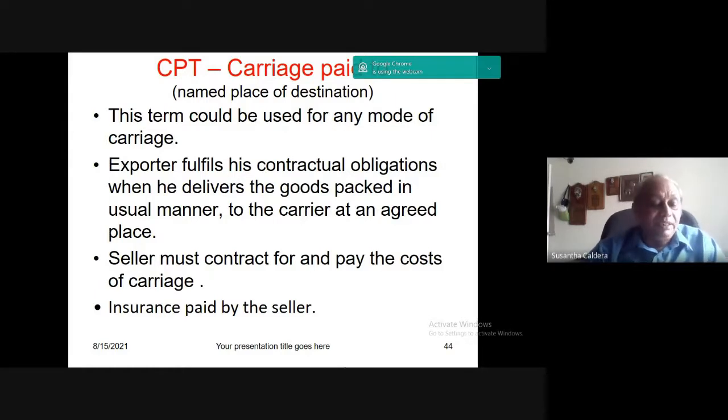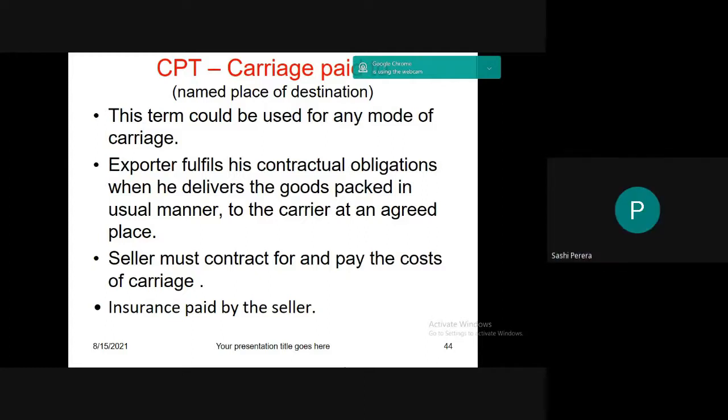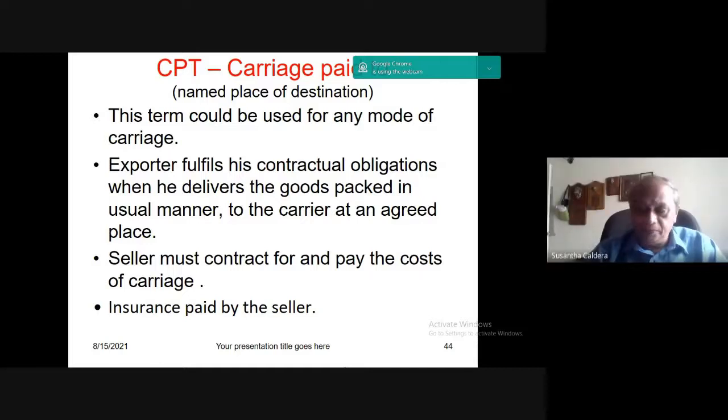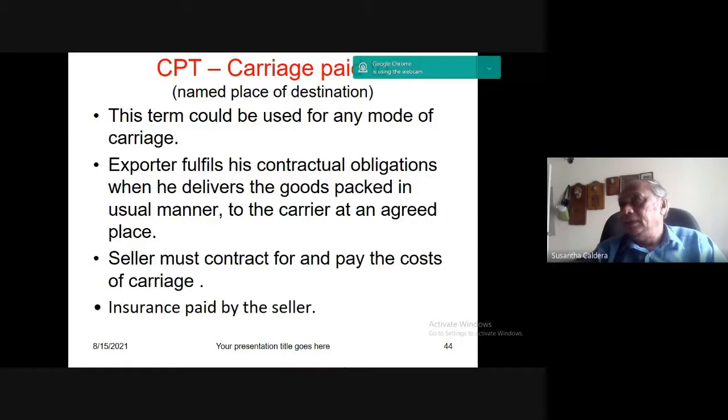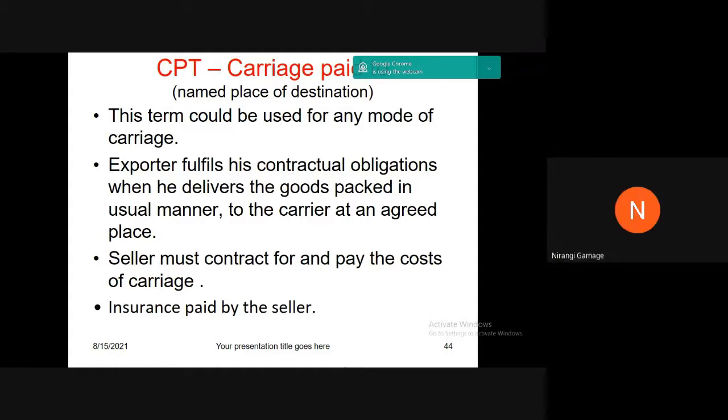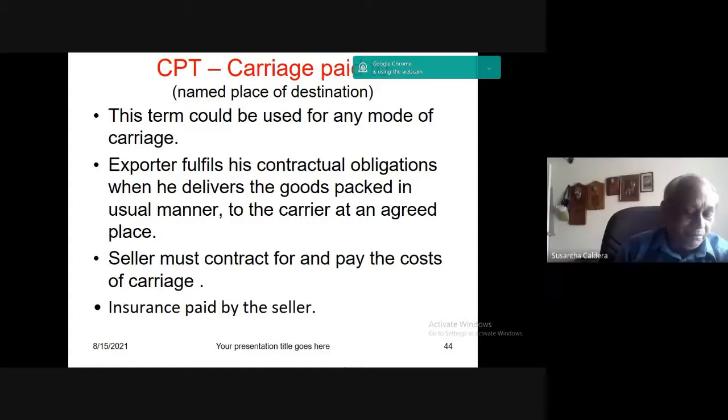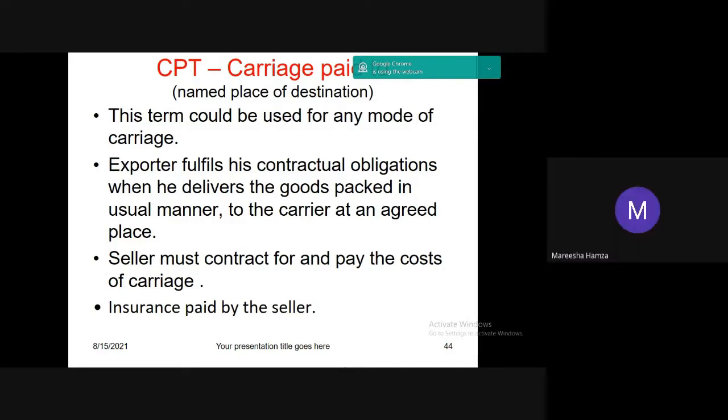If I go on asking questions on CIF, try to answer quickly. Export clearance by whom? CIF. Seller. Then loading. Seller. Contract of carriage. Seller. Insurance. Seller. Then export duty. Seller. Unloading.